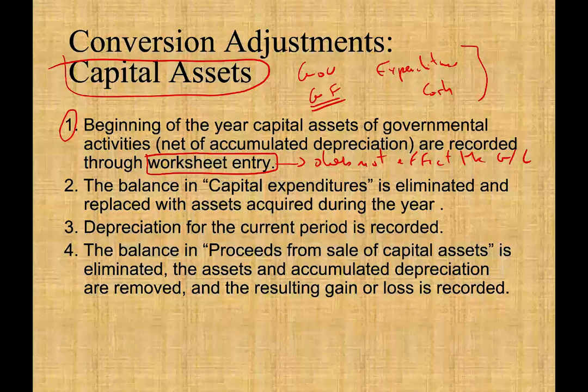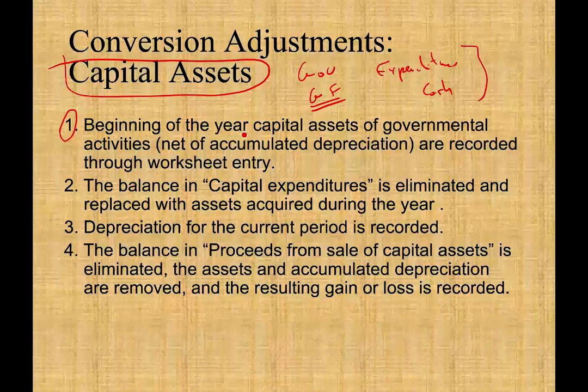What does that mean? It means every year we're going to have to put the capital asset on the books, because the prior year, when we put them on the books, it was a worksheet entry. This year, we have to put the old asset back on the books. So the first thing we're going to do when we prepare the reconciliation is put the prior year, the beginning of the year capital asset on the books plus accumulated depreciation. That's step one. Step two, the balance in capital expenditure.